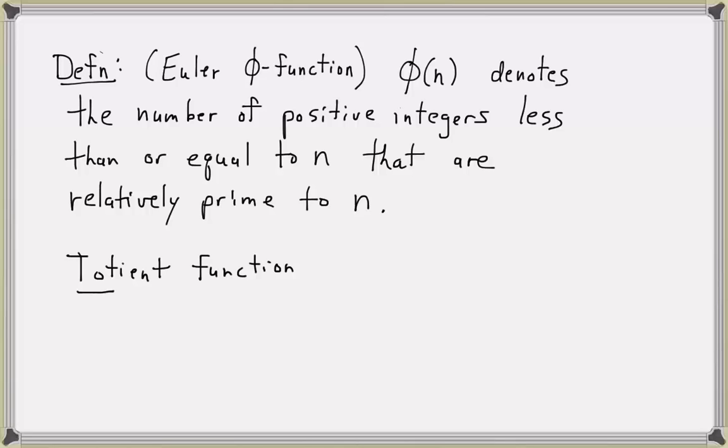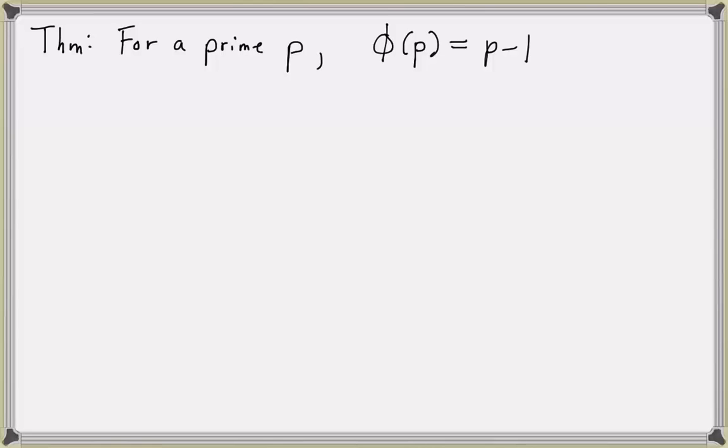So let's look at a theorem that I alluded to earlier in the previous lesson. First, for a prime number p, phi of p equals p minus 1. This part of the theorem seems pretty obvious because the numbers 1, 2, 3, 4, 5 up to p minus 1 are all relatively prime to p.